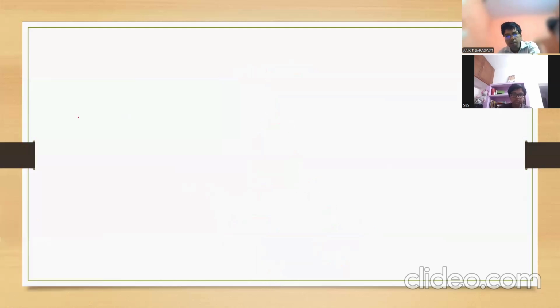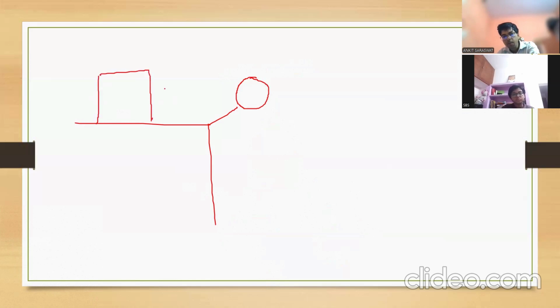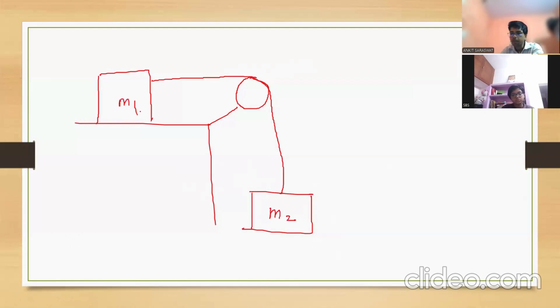For example, this is the case. The pulley is like this, and two blocks are there. One block is like this, with a string, then one more block. Can you draw the free body diagram of M2, M1 and this pulley? Please draw.